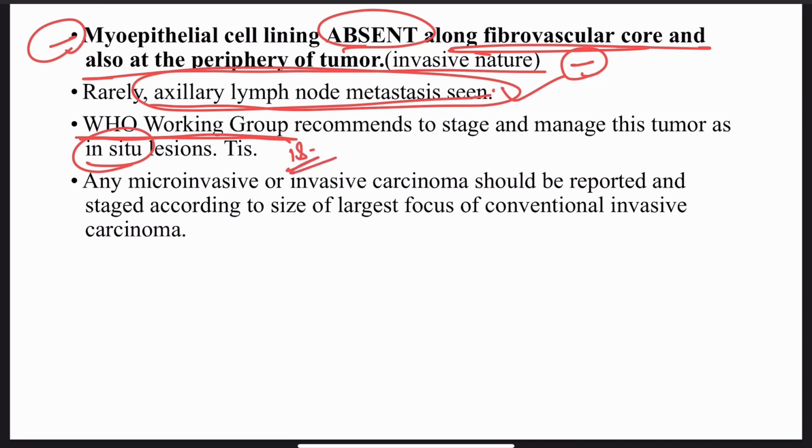If at all you find any micro-invasiveness or invasive carcinoma, they can be reported according to the size of the largest focus. According to the tumor size of the largest lesion you take, you stage and report according to that particular largest focus of conventional invasive carcinoma. This is recommended by the WHO working group.